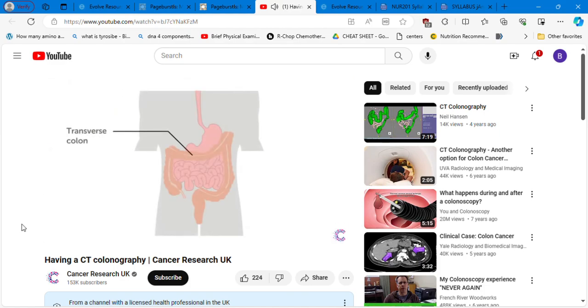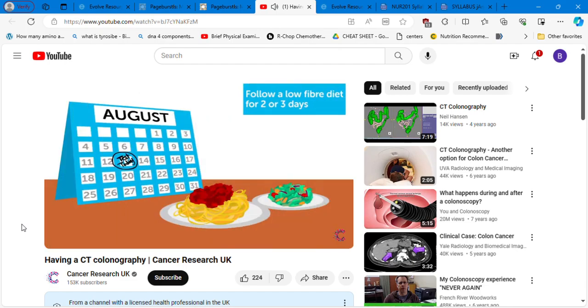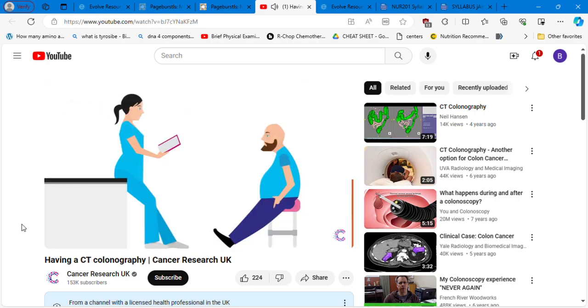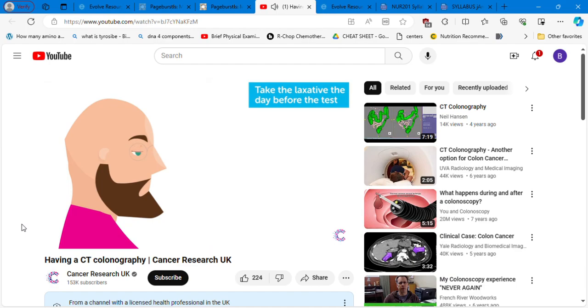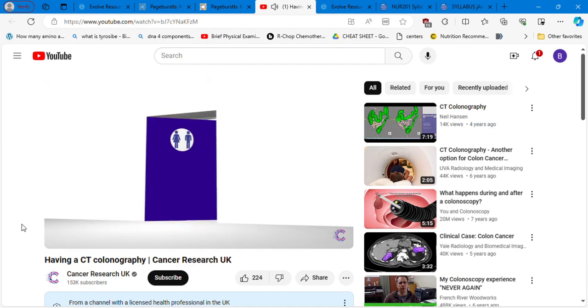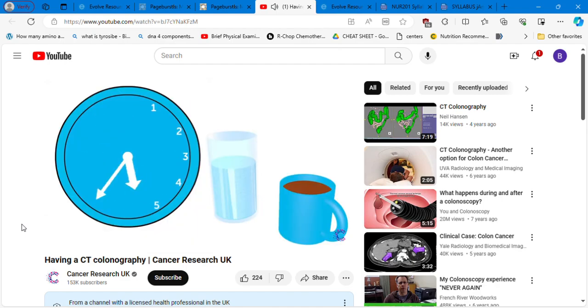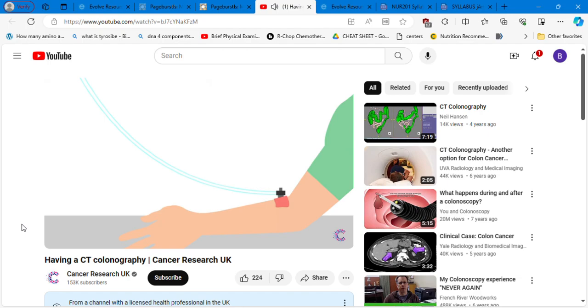A CT colonography is a test to look at the inside of your bowel. Your bowel needs to be empty for the test, so you have to follow a special diet for a couple of days beforehand, usually a low-fiber or liquid diet. You'll be given instructions about what you need to do. Before the test, you take a laxative, or a special liquid called gastrographin. This is a dye to help make the scan clearer, but also works as a laxative. You will have diarrhea, so it's best to stay at home close to a toilet. On the day of the test, you can continue to drink clear fluids up to a few hours before. The radiographer puts a small tube, called a cannula, into a vein in your arm or the back of your hand.